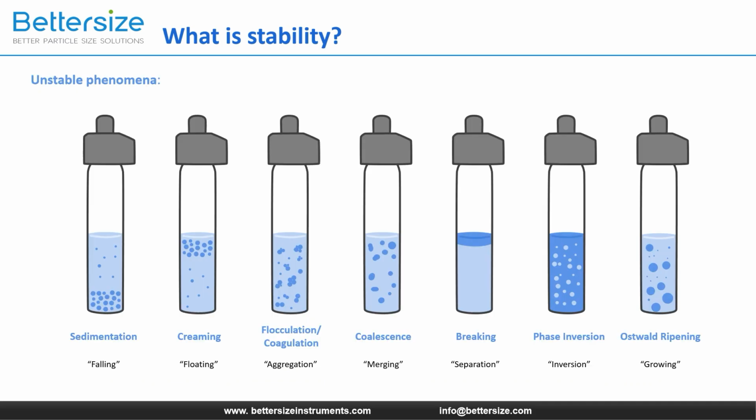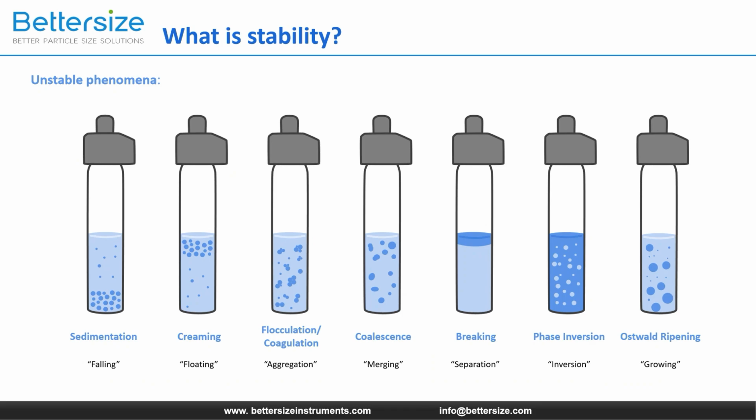Before I talk about BeScan Lab, first, we should have an understanding of typical unstable phenomena of dispersions and the factors that affect its stability. In this slide, I will show 7 typical unstable phenomena. The first phenomenon is sedimentation, where the particles settle down over time. The second one is creaming, which means that the particles flow up over time.